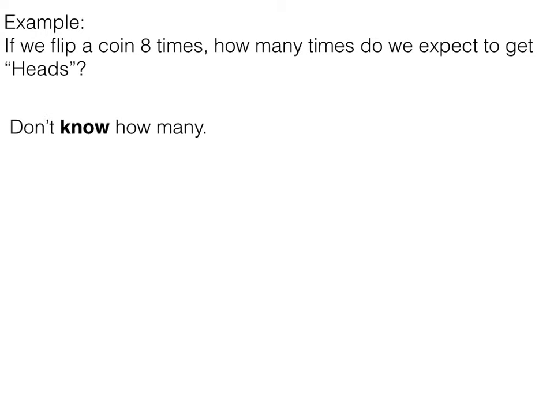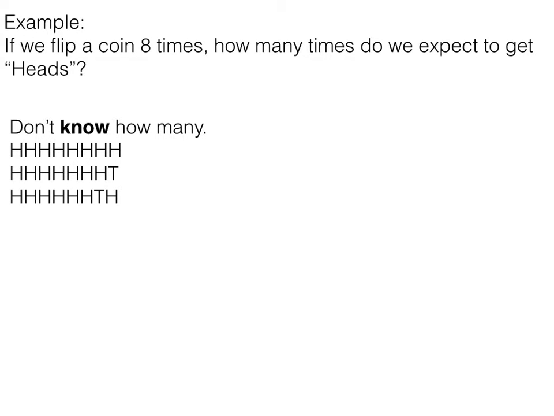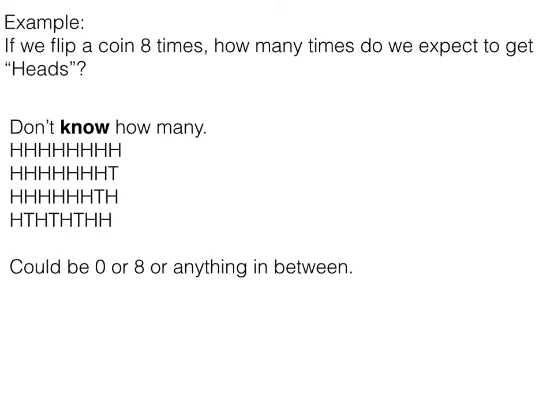Of course, we don't know how many. It could be all heads, it could be 7 heads and a tails, it could be 7 heads and a tails, but the tails was the second to last one. Could be heads, tails, heads, tails, heads, tails, heads, heads. Could be anywhere from 0 to 8, anywhere in between. So we don't know what's going to happen. We don't have a crystal ball. But because we do know the probability, we can say what we expect to happen.